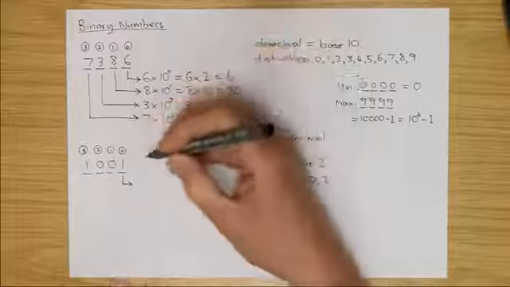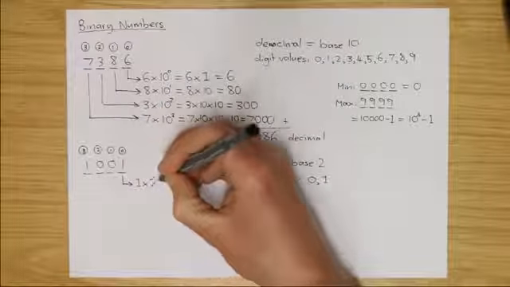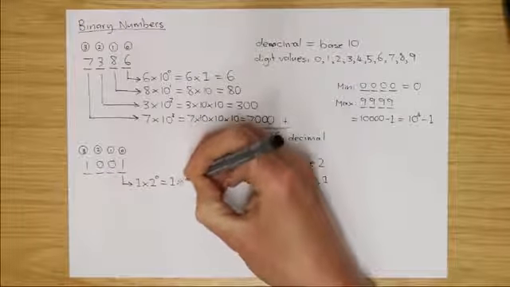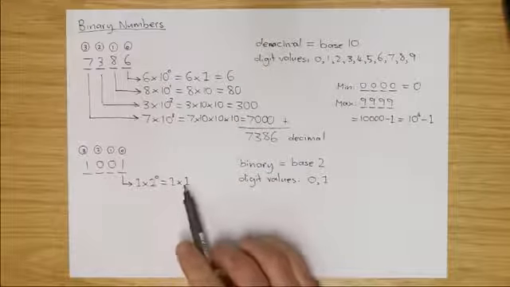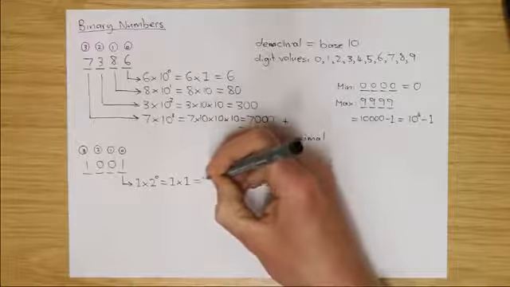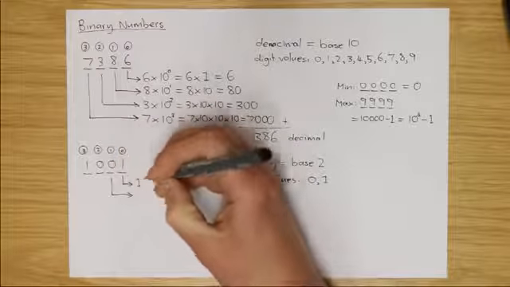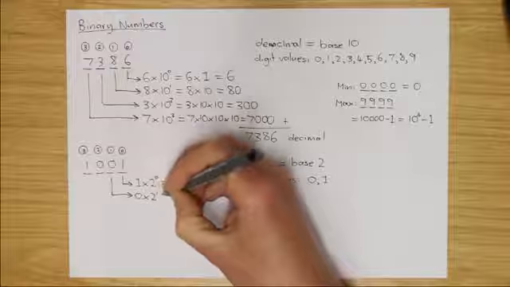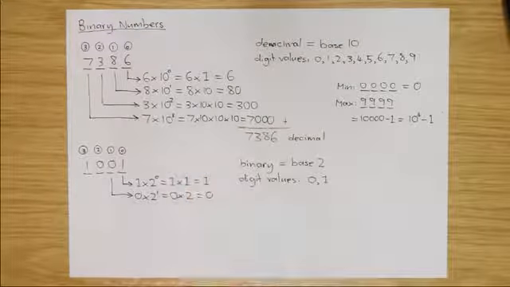So bit 0 here, or digit 0, which is 1, is the multiple of 2 to the power of 0. So that's 1 times 1. Again, any number to the power of 0 is equal to 1. So 1 times 2 to the power of 0 is just 1 times 1, that's equal to 1. Bit 1, in this case, happens to be 0. That is the multiple of 2 to the power of 1. So that's 0 times 2, and that's 0.